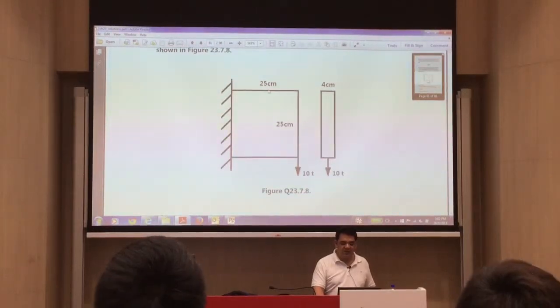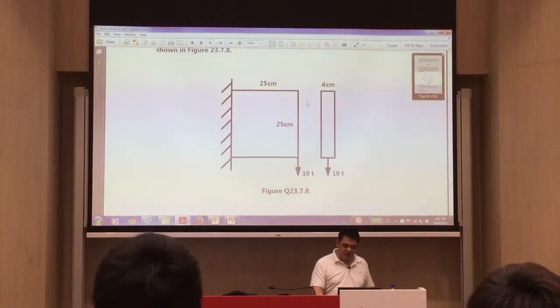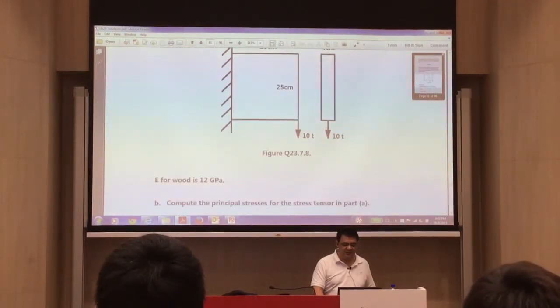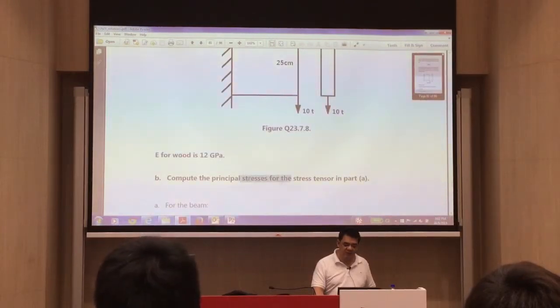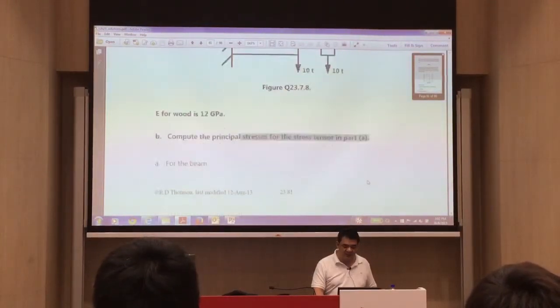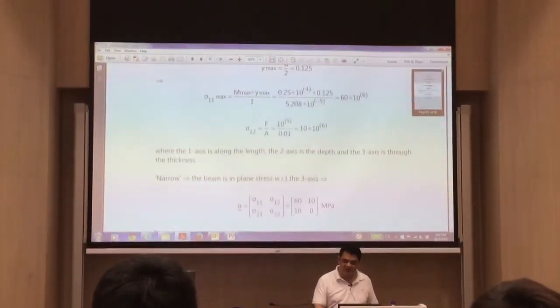Okay, and then of course with this beam we have the cross-sectional area. This one is the length, this one is your thickness, and you have your width to be 4 centimeters. So this is your cross-sectional area. And you have your E given as 12 GPa. So all we have to do is simply compute the principal stresses. And then, there you go. So let's do that.